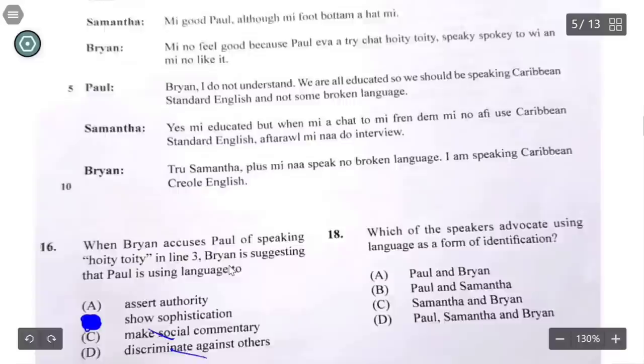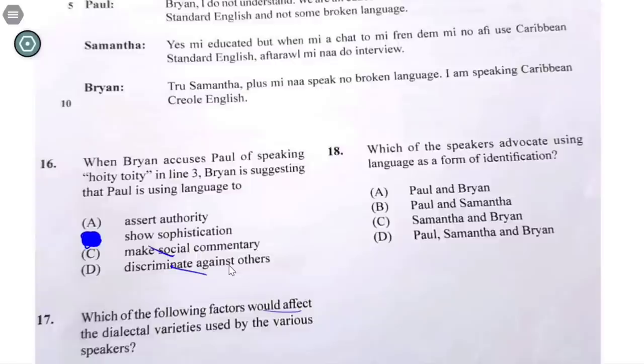Now, number 18 says, which of the speakers advocate using language as a form of identification? The key word here that I didn't really see when I was doing it, which would change my answer. I know when I was doing it, I said Paul, Samantha, and Brian, but then looking at it, I see the word advocate, and I think both Samantha and Brian use language as a form of identification to advocate for the Caribbean Creole English, right?